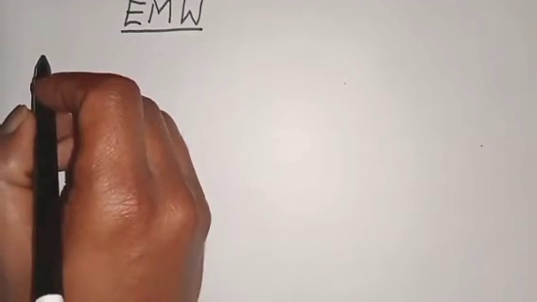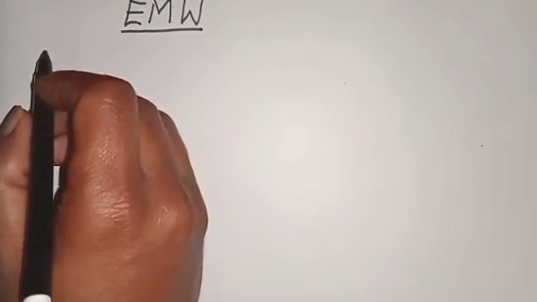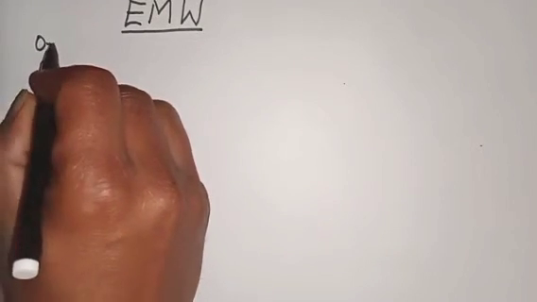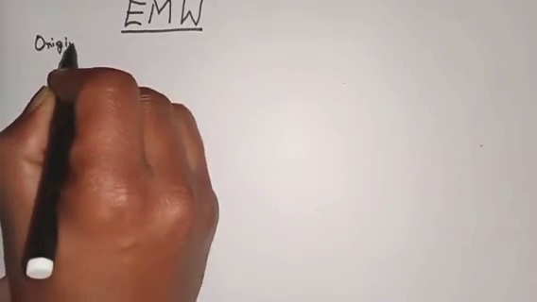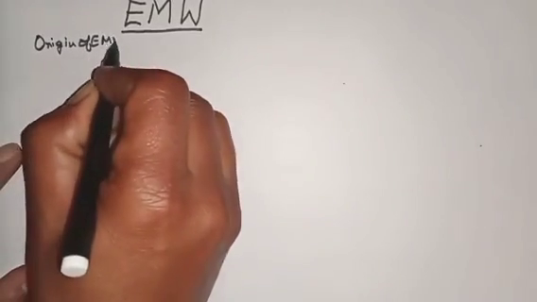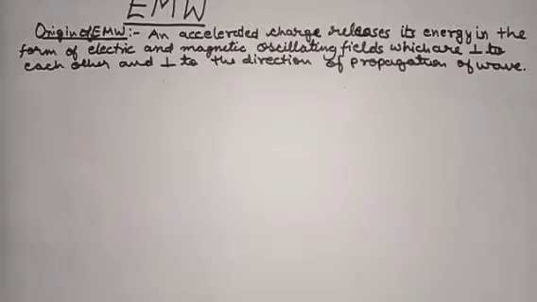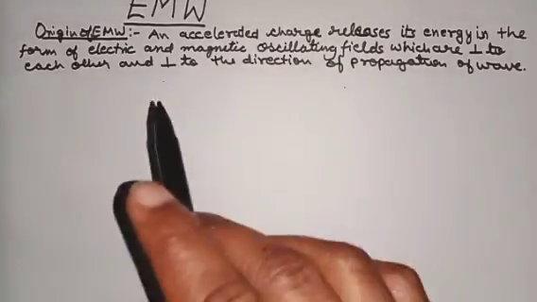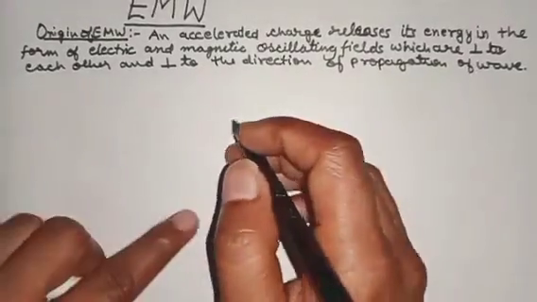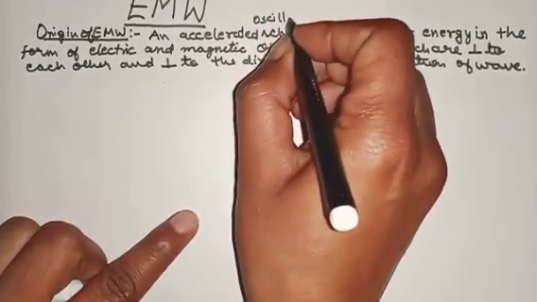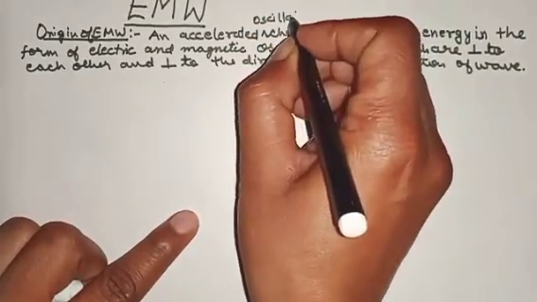I'm going to start by explaining its origin. So first we will discuss the origin of EMW. The origin of an electromagnetic wave is an accelerated charge, or we can also say an oscillating charge. That is actually much easier to explain electromagnetic waves.